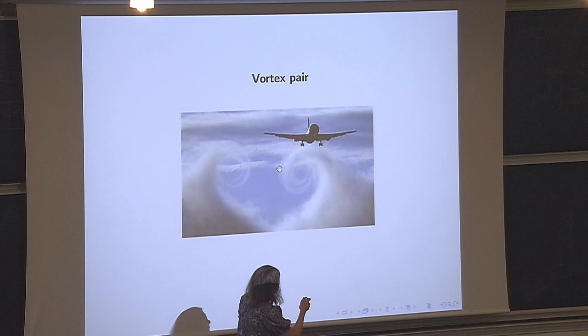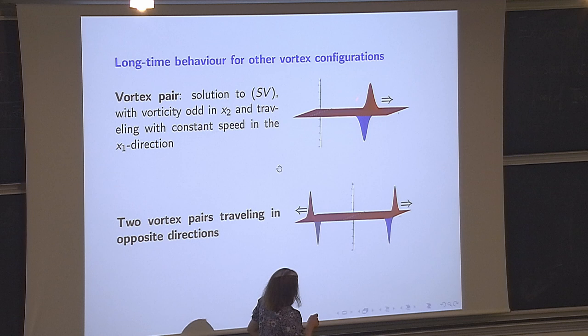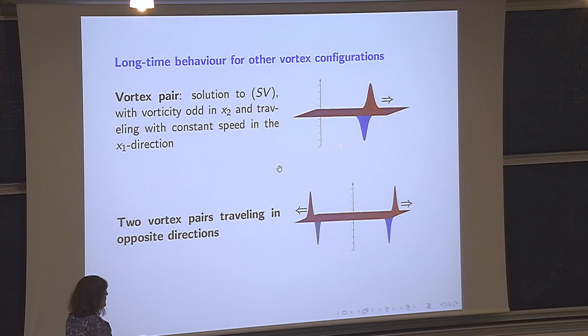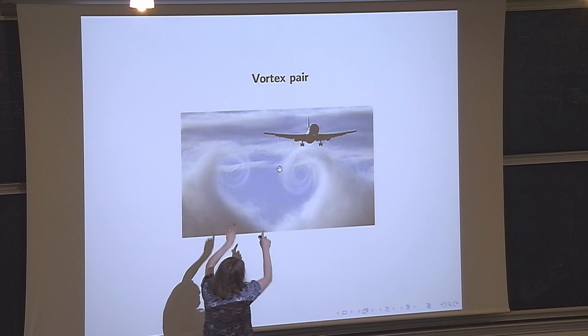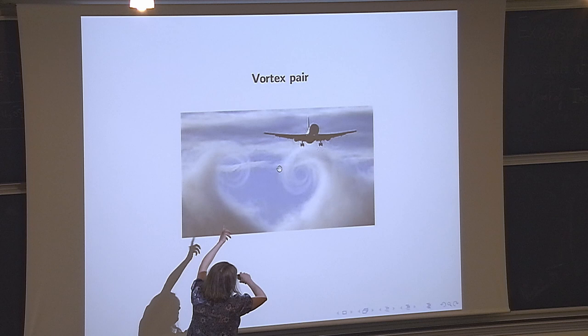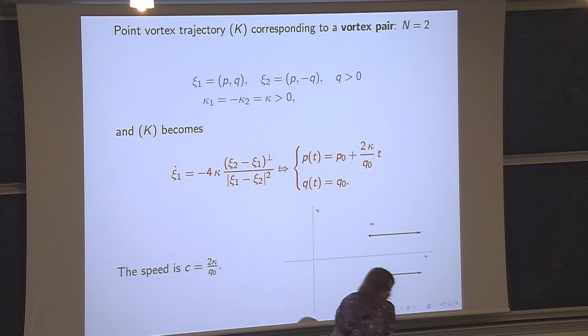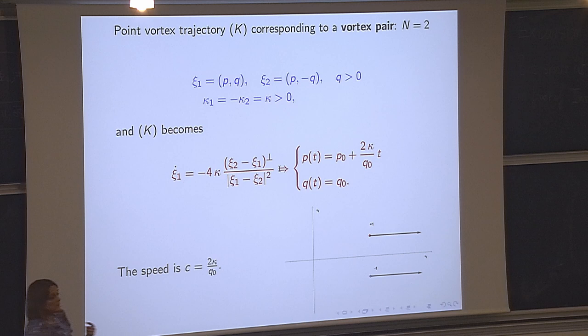The red is a positive vorticity, plus there was this coefficient kappa in front of the vorticity. Let me say it plus and minus. And these are functions that are odd in x2 and travel in the x1 direction. So this is a vortex pair. You see the vorticity, one goes in one direction, it rotates in the other direction, they are symmetric. So what I want to do next is to describe first, because this is what we need, a single vortex pair, and then tell you what we do with the two vortex pairs. But the precise understanding of one vortex pair is crucial for our result.